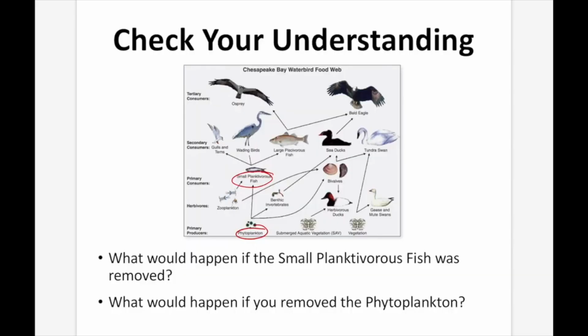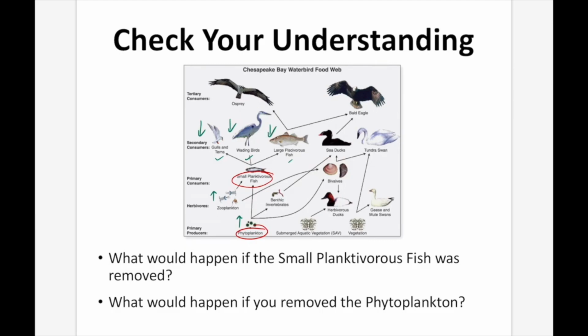So if we remove the small planktivorous fish, what's going to happen is that the phytoplankton that it eats is going to go up in population, as is the population of the zooplankton, because the thing that eats it is not going to be there anymore. Now, what three species eat the small planktivorous fish? We have this guy, and this guy. So if we remove that species, these three populations are going to go down.